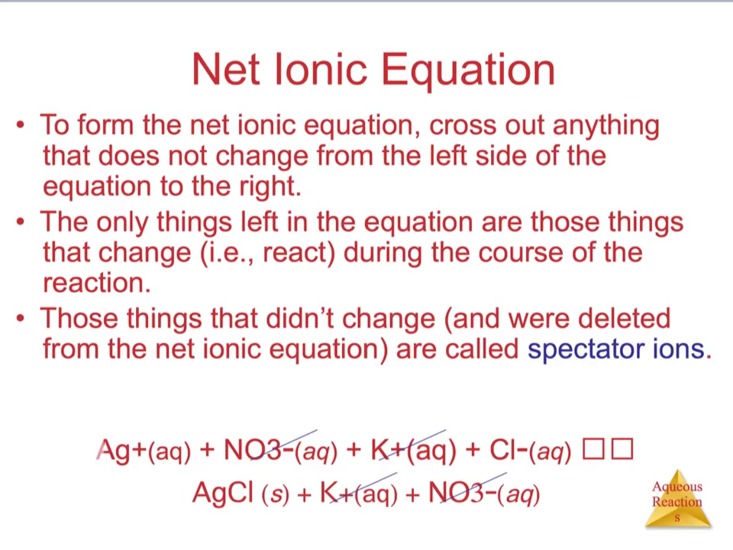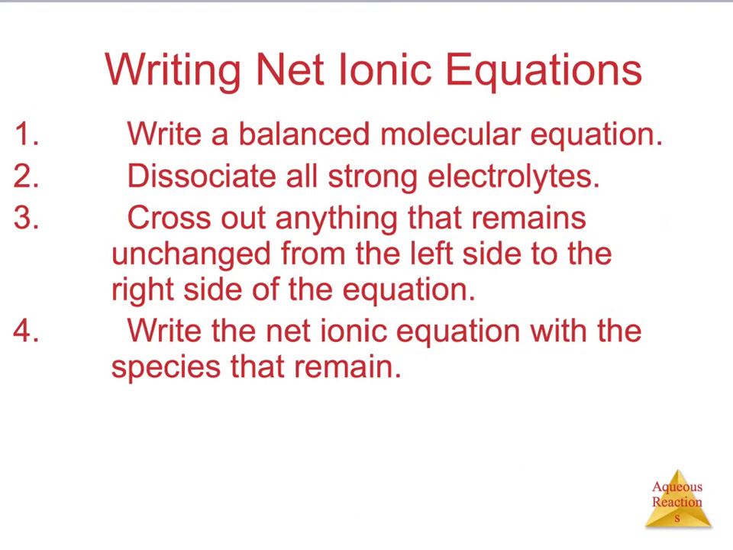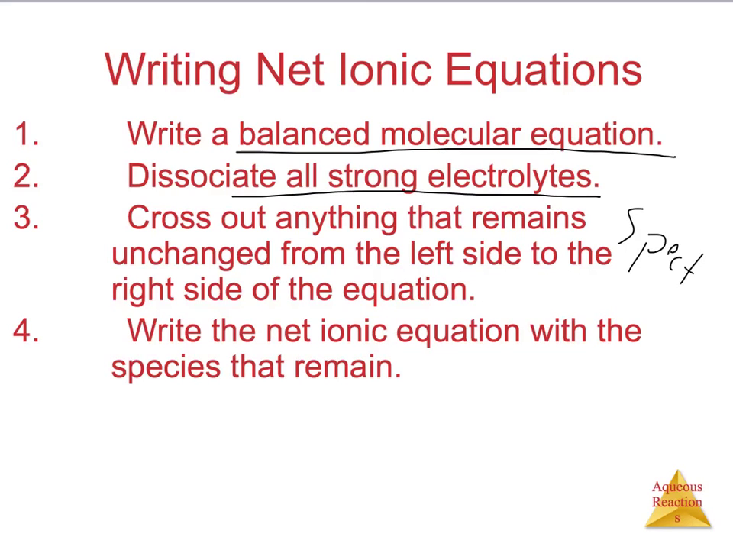Okay? Spectator ions. Get rid of those. Now, at certain times on the test, it will ask you for molecular, or it will ask you for complete ionic or net ionic. Okay, to write net ionic equation, first off, write the balanced molecular equation. We can do that. Disassociate. So you look at your rules to see what disassociates. We cross out anything that remains, our spectator ions. And then we write the net ionic, then we write the ions that remain.